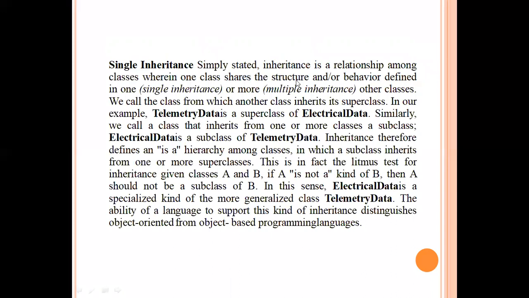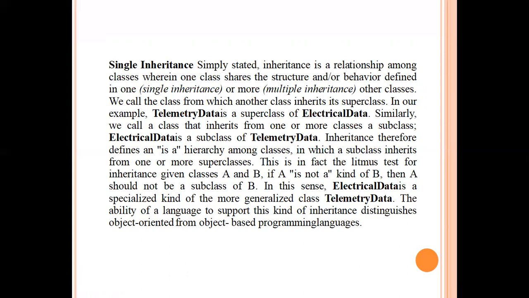Next, there are two types of generalization relationships. The first one is single inheritance. The second one is multiple inheritance. Single inheritance means the relationship among classes wherein one class shares the structure and behavior defined in one superclass, that is, the attributes and operations of a superclass. Or, suppose one class shares the attributes and operations of multiple classes, that is called multiple inheritance.